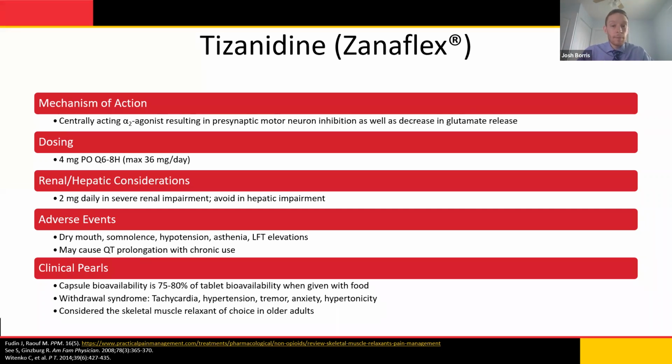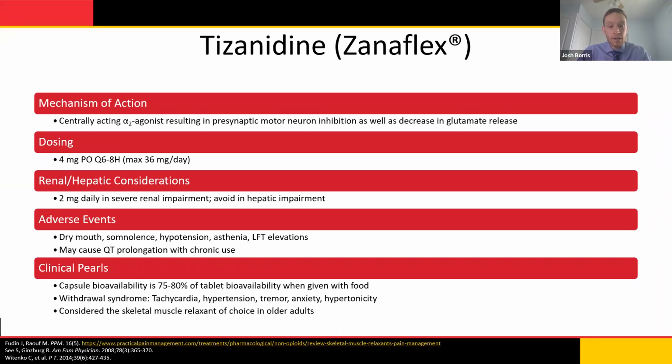For renal impairment, you want to start with 2 milligrams daily in severe renal impairment. There are different dosing strategies for the different levels of renal impairment, but I put the most severe one here, 2 milligrams daily, to give you a sense of how low you have to go for patients that don't have any renal function, or patients that really need this medication but are on dialysis. So make sure you start very low for patients with renal dysfunction. It's recommended to avoid in hepatic impairment.